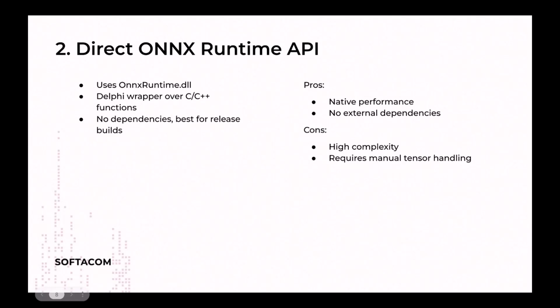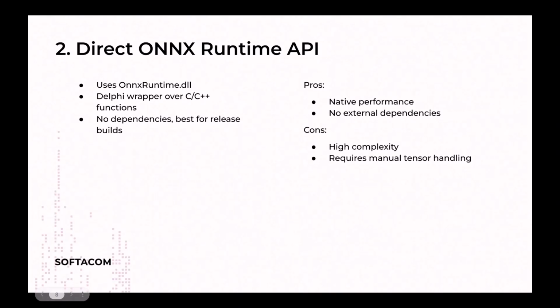Approach 2. Direct ONNX Runtime DLL call. In this approach, we connect to the ONNX Runtime directly from Delphi using its C API. The Delphi app loads the ONNX model, prepares input data, runs inference, and processes the results, all through calls to the ONNX Runtime DLL. Everything happens inside Delphi without Python. This is a more complex but powerful option. It gives full control over how the model runs and how the data is handled.